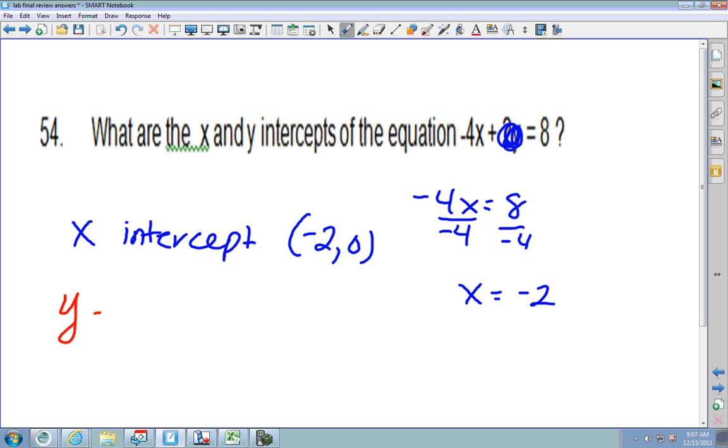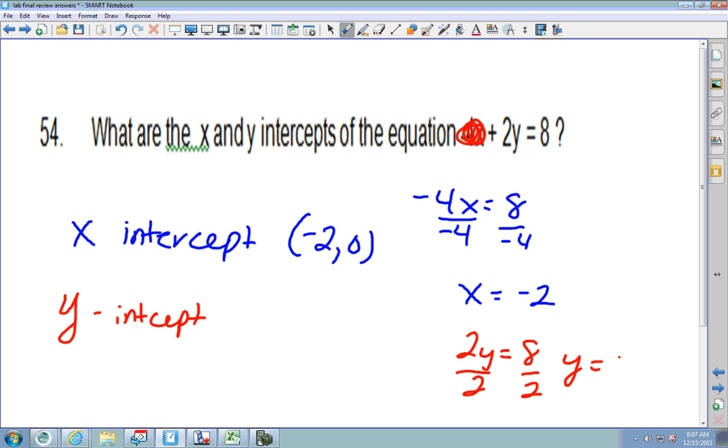My y-intercept, well, let me uncover this here. If I go up here and I'm going to cover up the x, it is not 2. I'm telling you, this is the most common mistake. People just look and see whatever number's with the y and tell me that's the y-intercept. You must take 2y equals 8 and solve for y. We divide by 2. Y equals 4. My y-intercept is 0, 4.